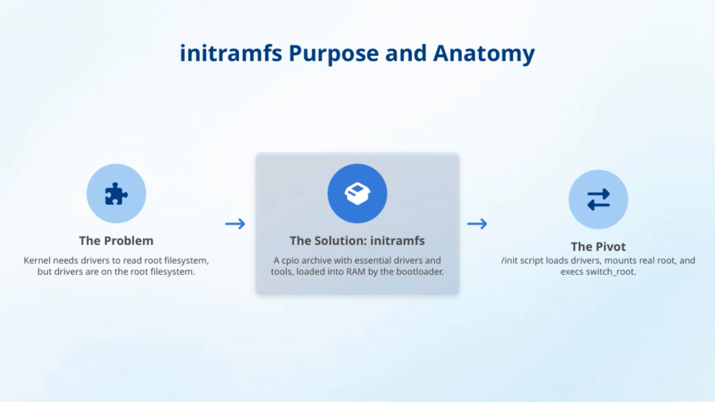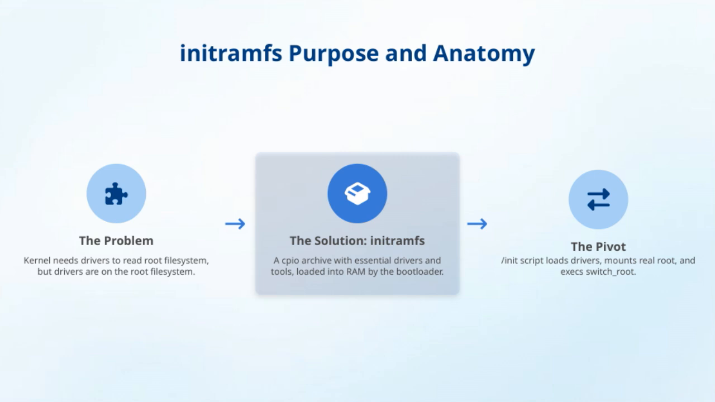This is where the concept of the pivot comes in. We use a CPIO archive, which contains all the essential drivers and tools needed for the boot process. This archive is loaded into RAM by the bootloader, so everything is available right from the start. The solution to this problem is what we call initramfs. It's a small, initial file system that the kernel can access immediately after boot. It contains just enough drivers and tools to mount the real root file system.